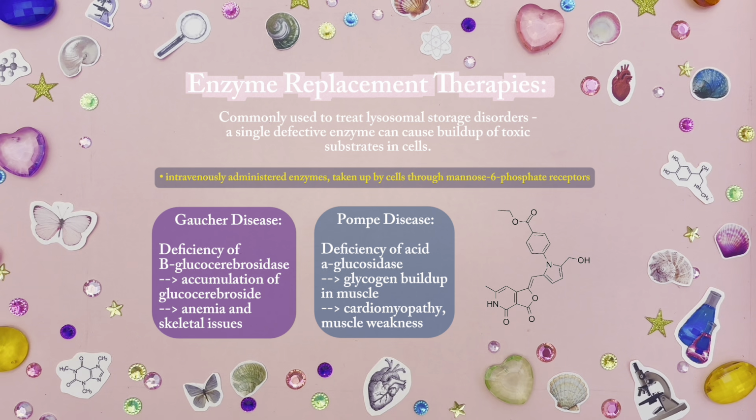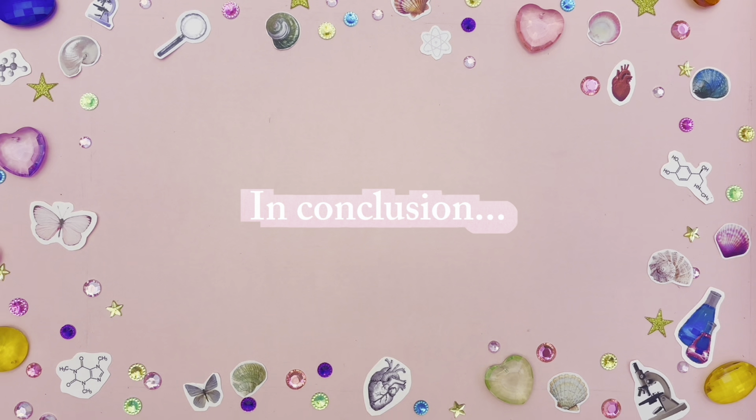To get more specific, one of the enzyme deficiency diseases that affect humans is Gaucher disease, which is a deficiency of beta-glucocerebrosidase that leads to an accumulation of glucocerebroside, ultimately causing anemia and skeletal issues. Another disease is Pompe disease, a deficiency of acid alpha-glucosidase, causing glycogen buildup in muscle, leading to cardiomyopathy, or progressive muscle weakness. In conclusion, ion exchange chromatography was a critical invention that led to a cascade of new treatments alleviating the pain of a wide array of diseases.